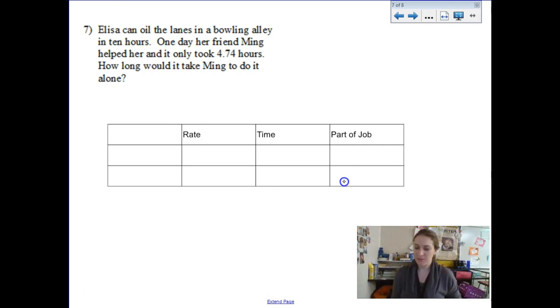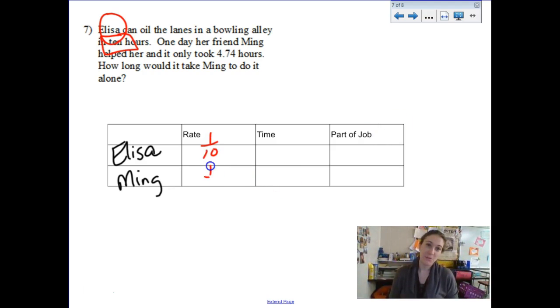All right, we'll do one more and then we'll call it a day. Eliza, she's back. She's with Ming this time. And they are oiling lanes in a bowling alley. Okay, there are some weird jobs, computer. All right, Eliza can do the job in 10 hours. So that's Eliza's individual working rate, one job in 10 hours. And I don't know Ming's individual rate, that's the question.